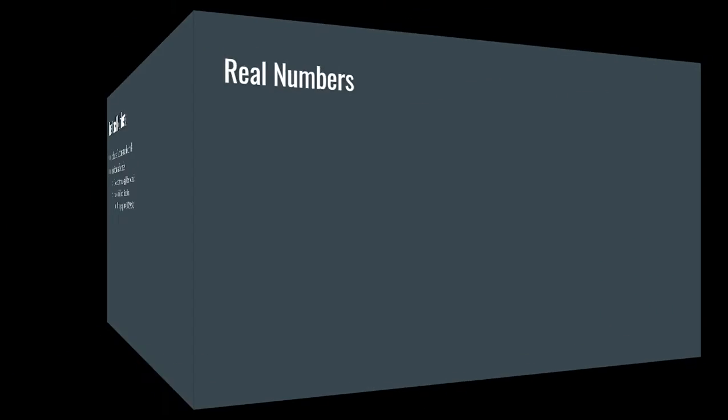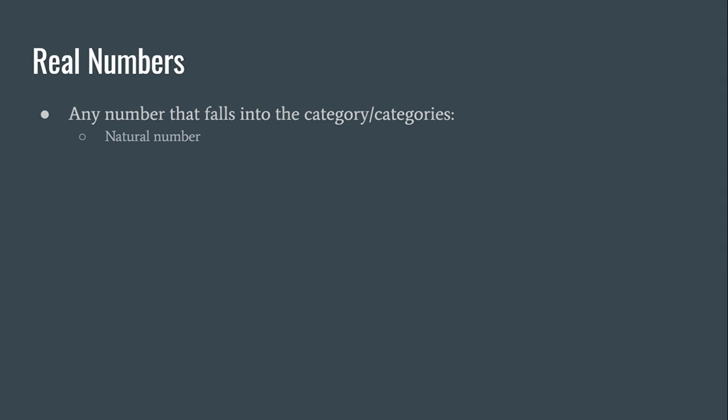Okay, and the last category is real numbers. Real numbers is actually easy because any number that falls into these other categories, all the other ones that we talked about earlier, makes it also a real number. So when you're classifying these numbers, you also have to remember that they also fall under the real number category. It's something important to remember.